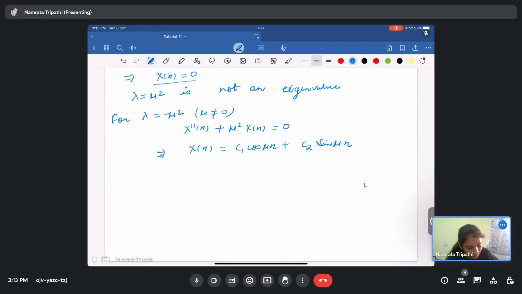What is X dash? Firstly calculate X dash. It is minus c1 mu sin mu x plus c2 mu cos mu x. Now the first condition is X dash 0 equals 0. That implies this term will vanish, so c2 is 0 from here.